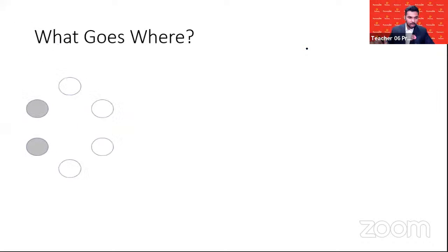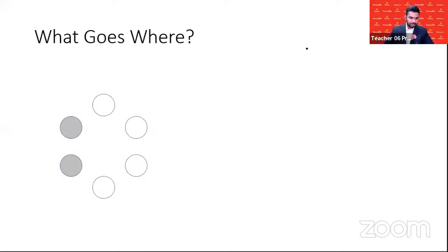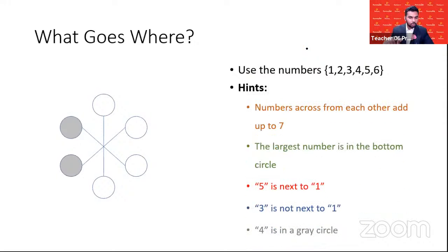So here you will have 6 circles given, and these circles are connected by some lines showing some relationship. You will have to fill in some numbers inside these circles, and the numbers that have to go in each circle are from the set 1, 2, 3 up to 6. A few hints are given on how to fill the numbers in. So for example, the first hint says that if you put a number here and a number here, the numbers along the line have to add up to 7.